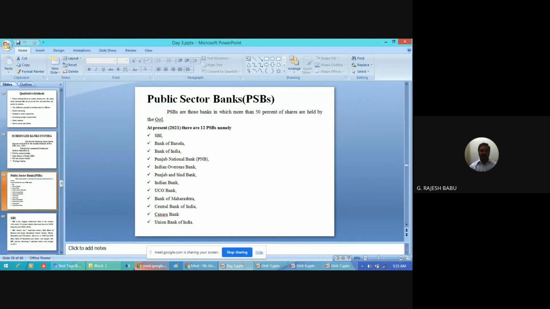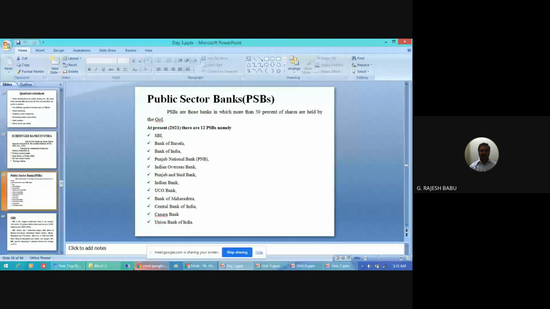First one, public sector bank. Public sector banks are those banks in which more than 50% of shares are held by the government. These are the major type of bank in India. At present, in 2021, there are 12 public sector banks.